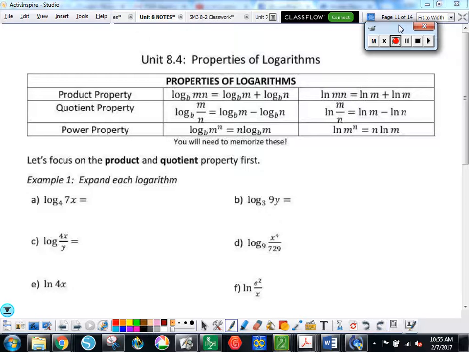So if I have the log base b of anything, and I have two numbers that are being multiplied by each other, I can separate those two as log base b of m plus log base b of n. So you can split them apart. For example, on part A, log base 4 of 7x, I can rewrite that as the log base 4 of 7 plus the log base 4 of x. You can expand it out. That is the product property.